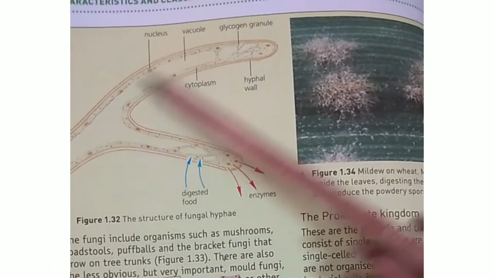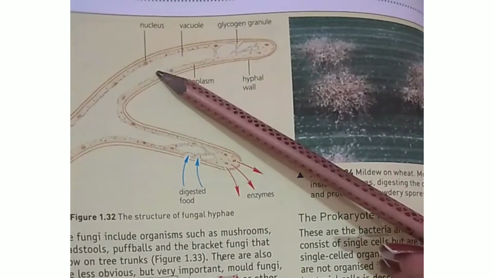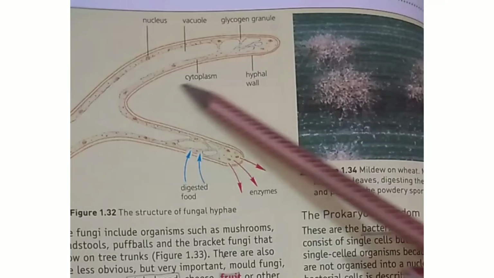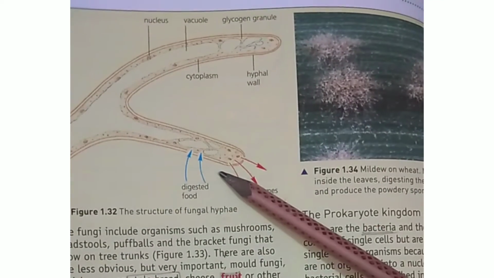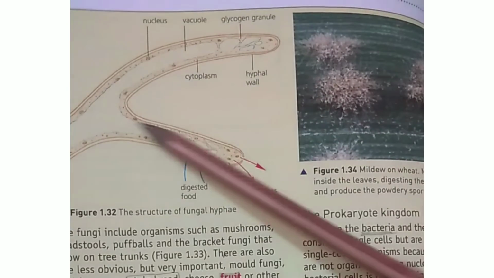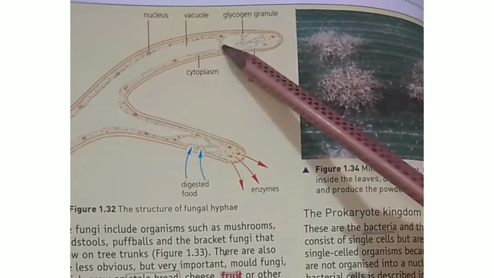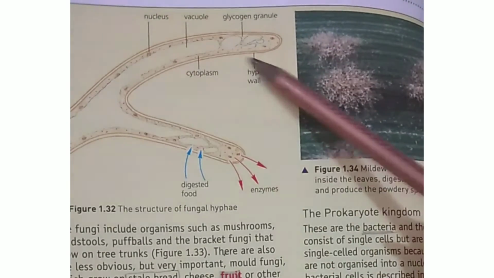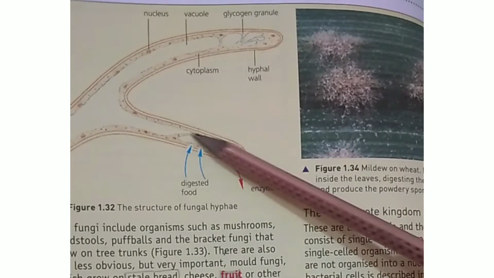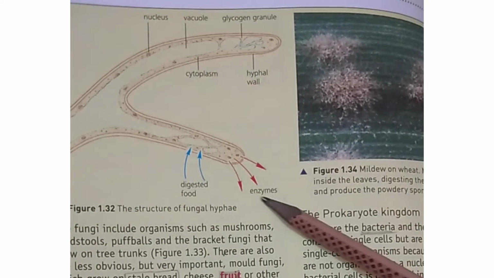In the structure of the fungal hypha, here is the nucleus. The nuclei are scattered all over the hypha in the cytoplasm. The vacuole is present in the center. Glycogen granules are also present in the cytoplasm in small amounts. Cytoplasm is here. This is the hyphal wall, the double membrane hyphal wall. Digested food is here, which has to be excreted out from the hypha, and the enzymes are being excreted out.